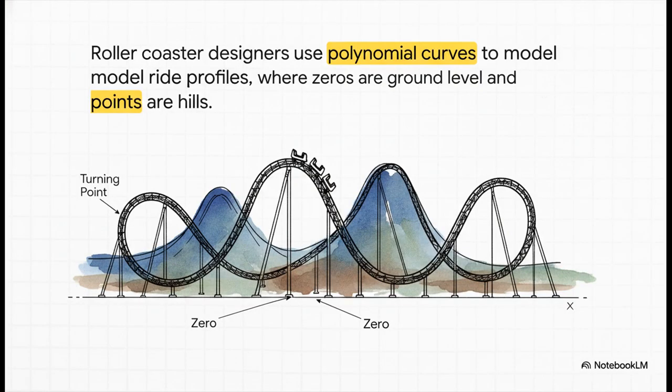And if you think this is just some abstract math class thing, think again. This has some amazing real-world connections. Engineers who design roller coasters, they are essentially just sketching polynomials. The zeros are where the track is at ground level, the turning points are those awesome hills and valleys, and the end behavior is literally the start and finish of the ride.